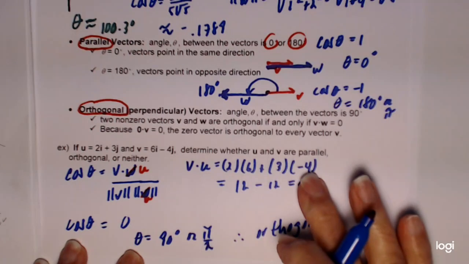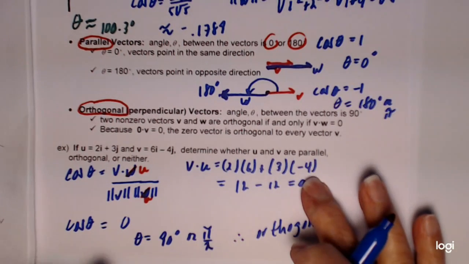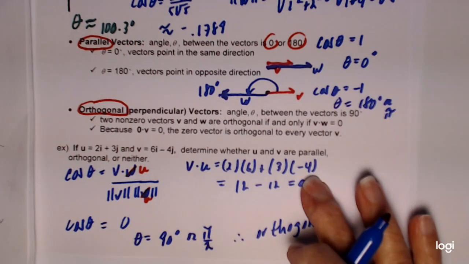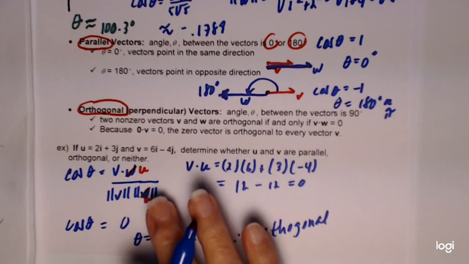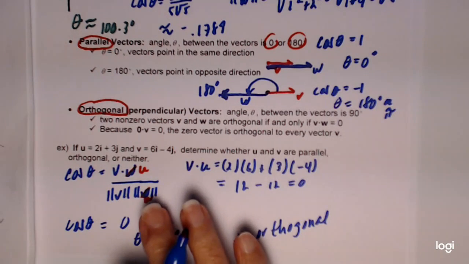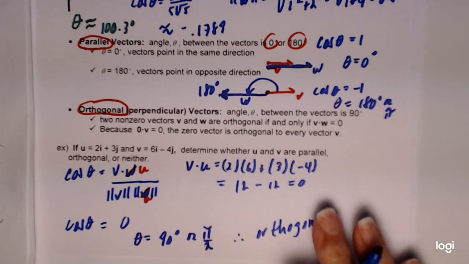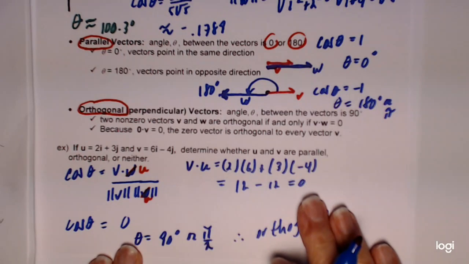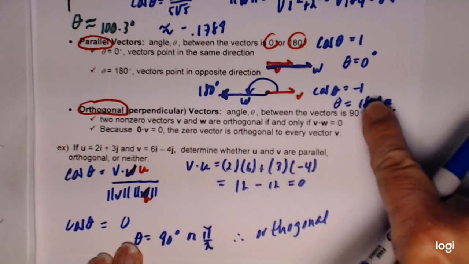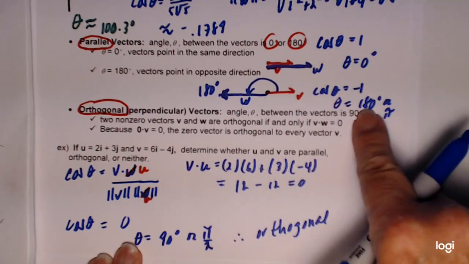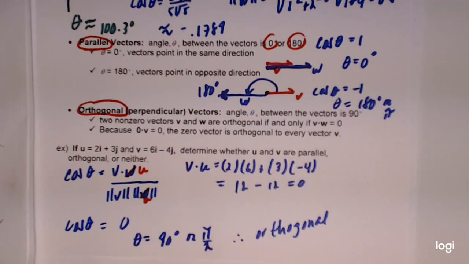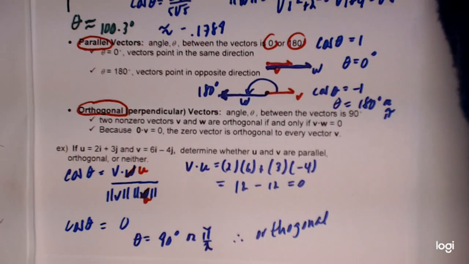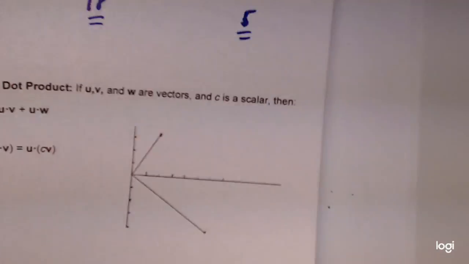If this wasn't 0, if this was any other number other than 0, we would proceed to divide by our magnitudes to see what we got. In the cases of parallel, if we got 1 or -1, we would know that they were parallel. And if it was any other number, we would proceed to do inverse cos to find what that angle is.